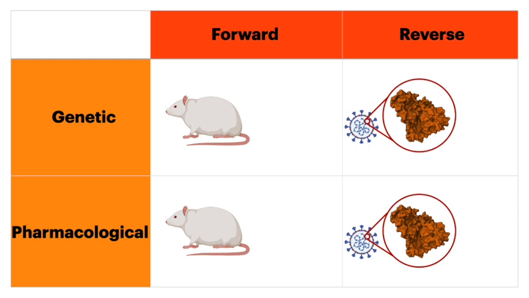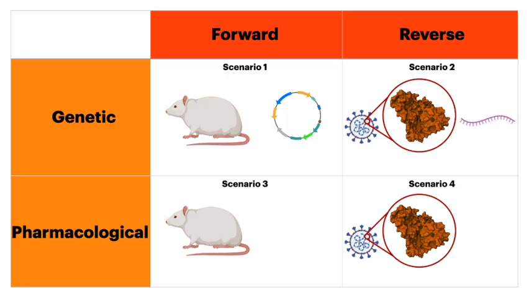From these two starting points, we can imagine 4 experimental scenarios to explore target validity. In scenario 1, we can use a genetic approach in mice by modifying the genome to control the expression of a specific gene to see whether the changes in gene expression influence diabetes pathogenesis. In scenario 2, we can also use genetic approaches to knock down the translation of the viral protease by infecting airway epithelial cells and using small interfering RNA to reduce protease expression and observe whether this improves cell survival.